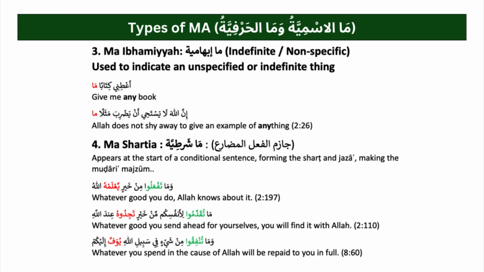Now we move to ma ibhamiyya. The slide calls it indefinite or non-specific. This type of ma is used to indicate an unspecified or indefinite thing. In simple words, it means something like something, anything, or some kind of thing, depending on the context. The first example is Atina kitaban ma. Give me any book. Here, ma is not asking a question and is not negating. It is making the noun indefinite and non-specific.